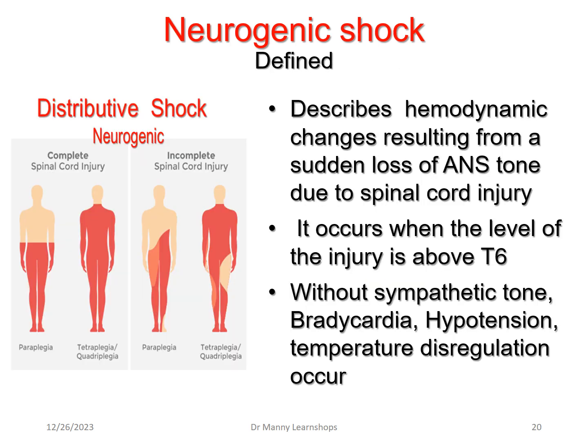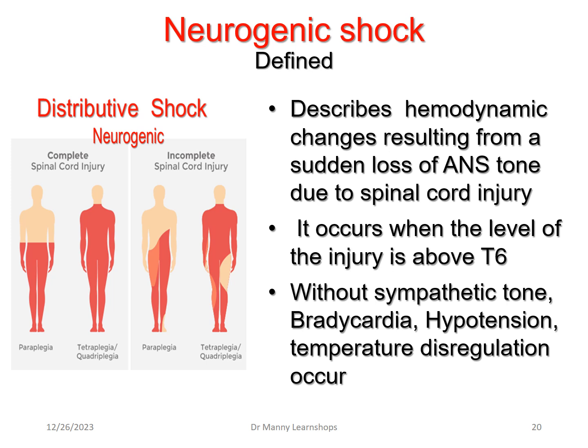When we look at neurogenic shock, now neurogenic shock is a little bit different to cardiogenic and to hypovolemic. But it can incorporate certain aspects of hypovolemic shock as well. So neurogenic shock, neurogenic means it's coming from the nerves, which typically means head injury or spinal cord injury. And it describes hemodynamic changes as a result of sudden loss of the autonomic nervous system tone, sympathetic nervous system. And it occurs when the level of the injury is above T6.